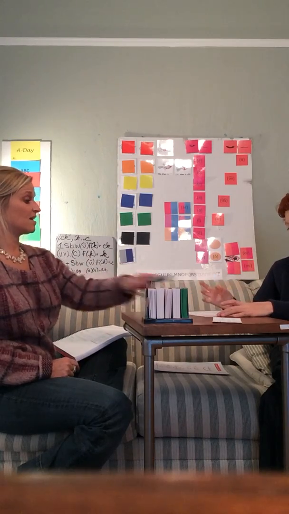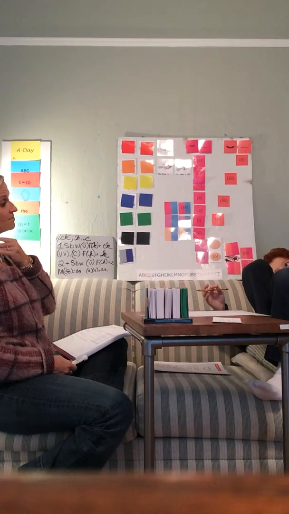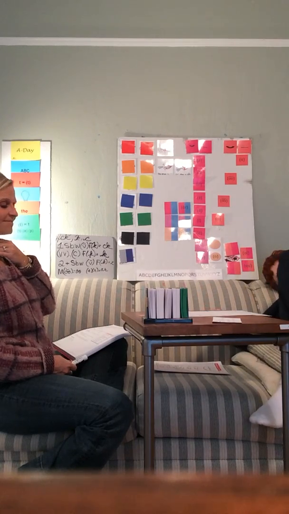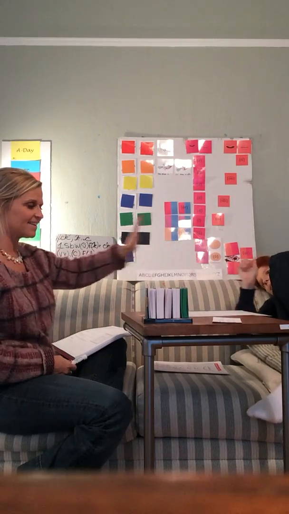Creek. Creek. Touch and spell. C-R-E-E-K. Perfect. And the C at the beginning isn't even one of our rules up here, but why is it a C and not a K? It's followed by a consonant. High five, dude. We got it.